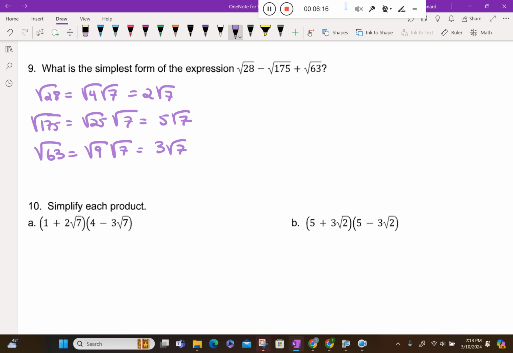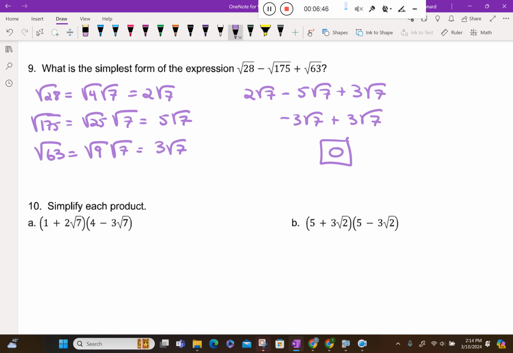And all of a sudden we see we would have spoken too soon if we said that this problem couldn't be simplified. So let's rewrite it as 2 root 7 minus 5 root 7 plus 3 root 7. If I have 2 root 7s and you take 5 away, now I have negative 3 root 7. But if you then give me 3 root 7, I now have none. So this expression simplifies to 0.